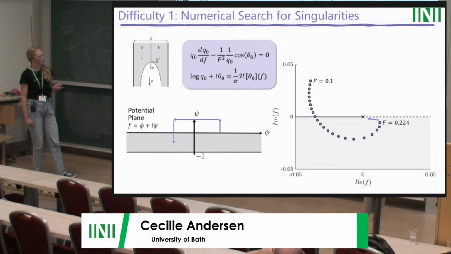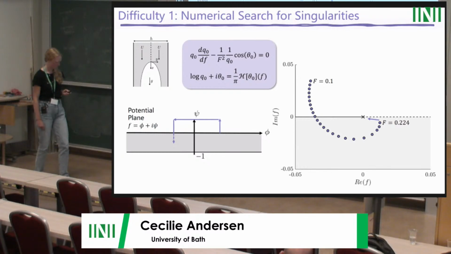It appears that at the critical Froude number, all of the singularities, this being one of them, coalesce with the origin, and then for larger Froude numbers after that point, they're all gone. So this is still some work in progress to understand this picture fully.